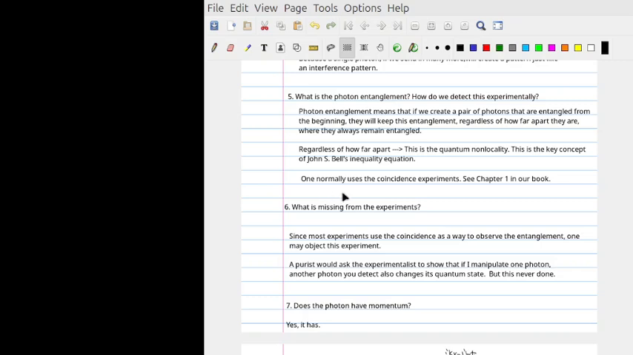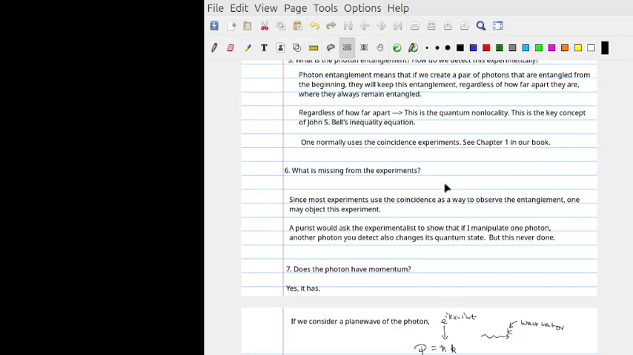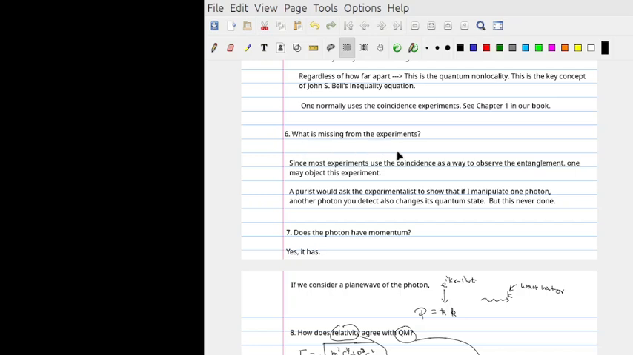So that is the key idea. We normally use the coincidence experiment. You will see this example in our chapter 1. And you may wonder, what is missing from the experiment? Well, most experiments use coincidence as a way to observe entanglement. One may object to this experiment. Typically, a purist would ask for an experiment to show that if I manipulate one photon, the other photon you detect also changes its quantum state. But this is never done. So there is always a puzzle involved.